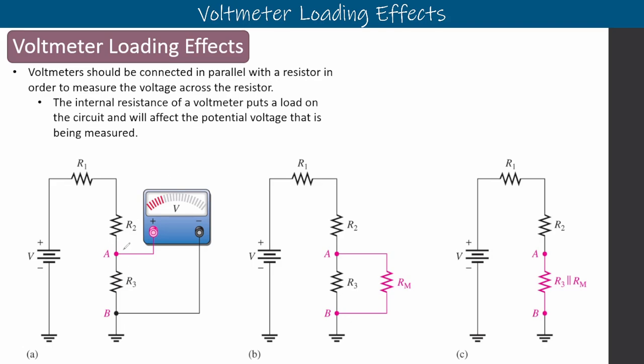So voltmeters are usually placed in parallel with the resistance we want to measure across. And we see that here, the positive side is on top of our R3 and the negative side is on the bottom of our R3. And we're going to get VR3 out of this.